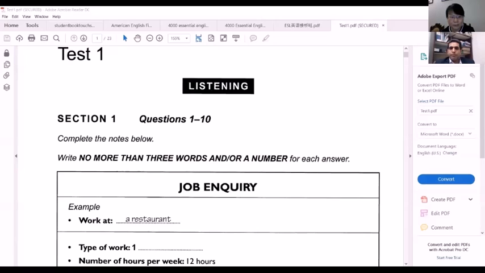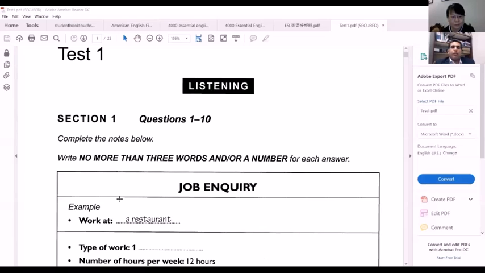CD 1. Test 1. You will hear a number of different recordings, and you will have to answer questions on what you hear. There will be time for you to read the instructions and questions, and you will have a chance to check your work. The recordings will be played once only.